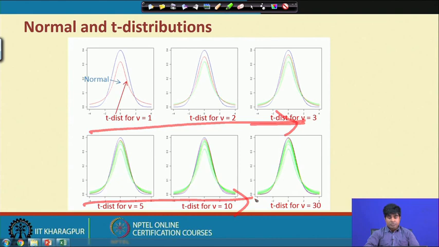This gives a better picture, and this clearly highlights that when your sample size becomes more and more and more, it will follow the normal distribution, and the distribution which can give better inference for particular problems.